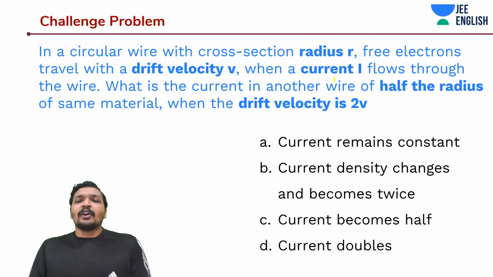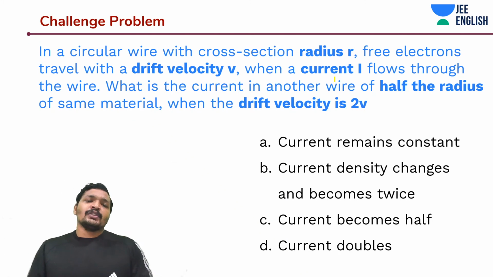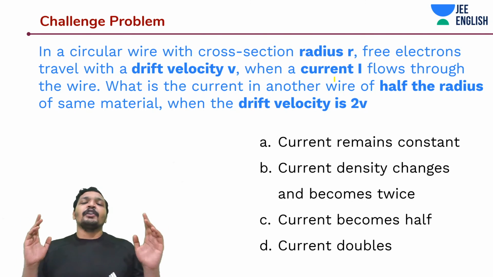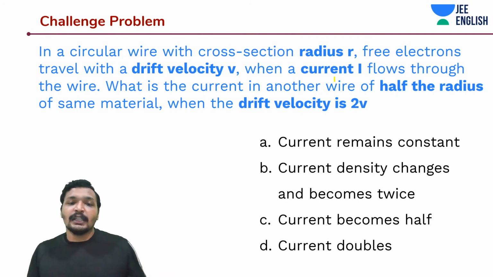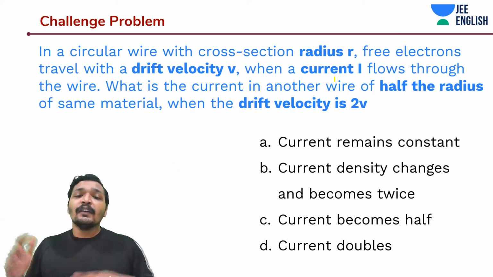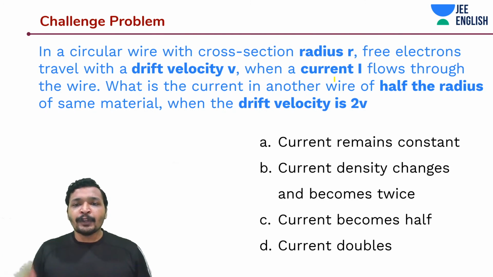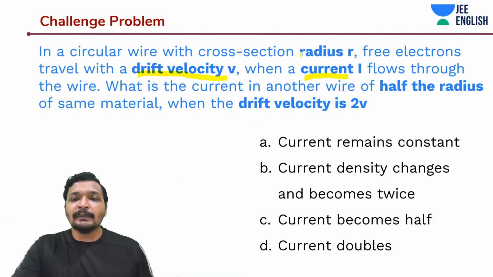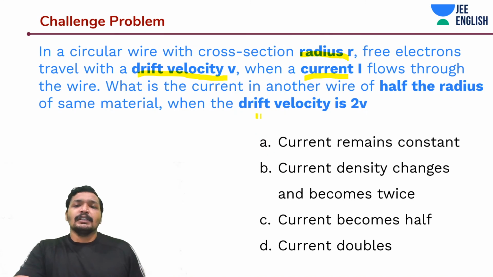In a circular wire with cross section radius R, free electrons travel with a drift velocity V when a current I flows through the wire. What is the current in another wire? So they're talking about initially a wire with cross section radius R, and there are free electrons with drift velocity V. They are moving slowly, not in a smooth motion, as I told you in the beginning. There is a current I flowing through the wire, which is given to us. Now what I am doing is doubling the drift velocity.